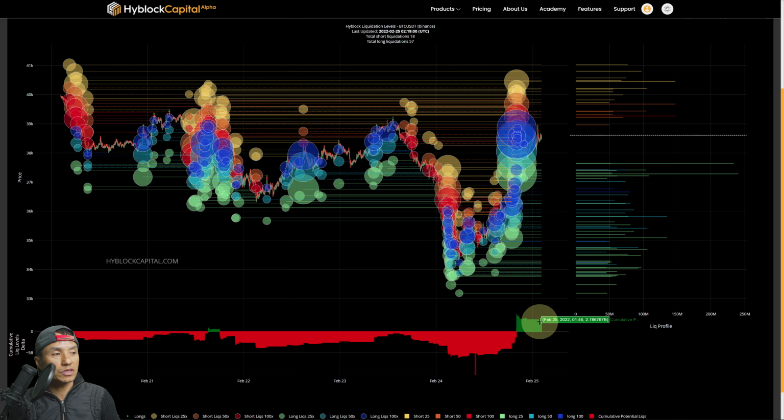And it's roughly about $2.8 billion worth. And this is only for Binance. And that's from 25x to 100x leverage. And this level is what we're talking about here. So could price move, 40 would be right roughly around here. That's where max pain is. If price moves up to this area, it will liquidate these short levels here. And if price moves down, it will liquidate these levels here.